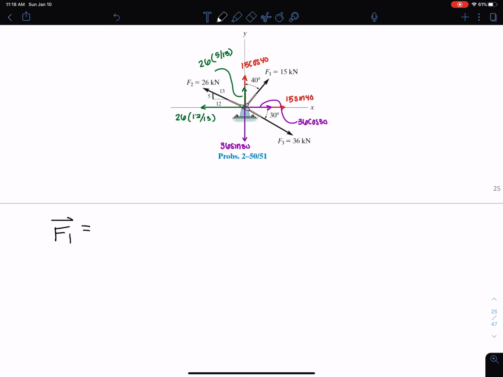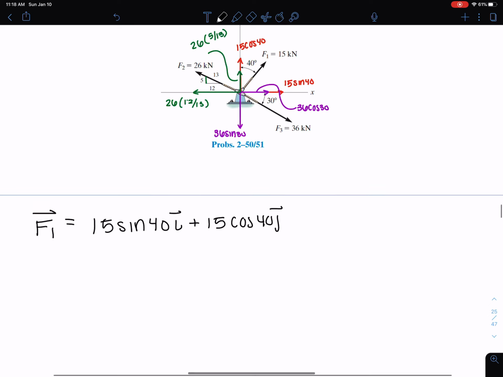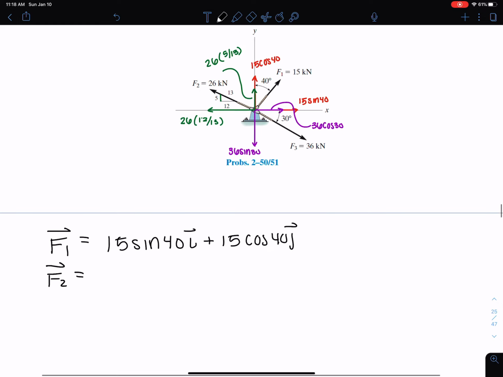So we have F1 is equal to, F1 is the one I did in red, so it's going to be 15 sine 40 in the I direction plus 15 cos 40 in the J direction. You could also just go ahead and directly write the resultant by just summing up those and putting them in the I and J, but this question specifically asked us to write the Cartesian vectors out for each one, which is why I'm doing that.